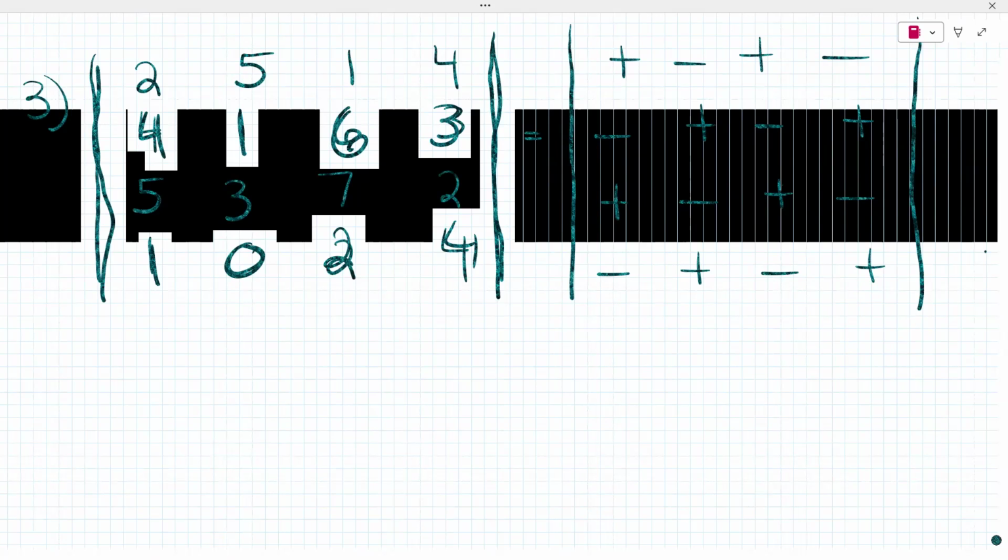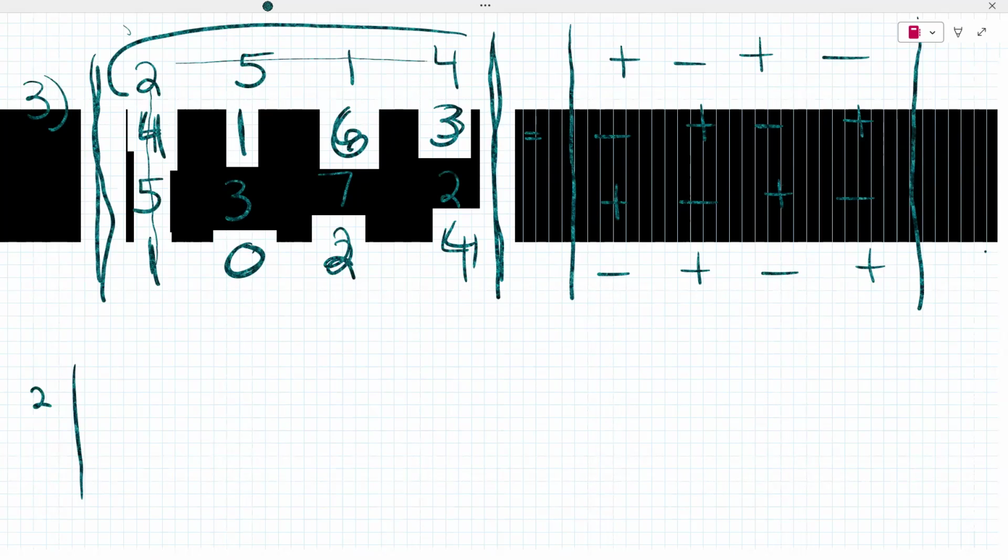So you can use any row or any column for your cofactors. So I'm going to use the first row, right? So it's going to be 2. And you're basically ignoring the row and the column that's related to this 2. You can use a pencil or a pen and just block it off. And now you're left with 1, 6, 3, 3, 7, 2, 0, 2, 4, right?